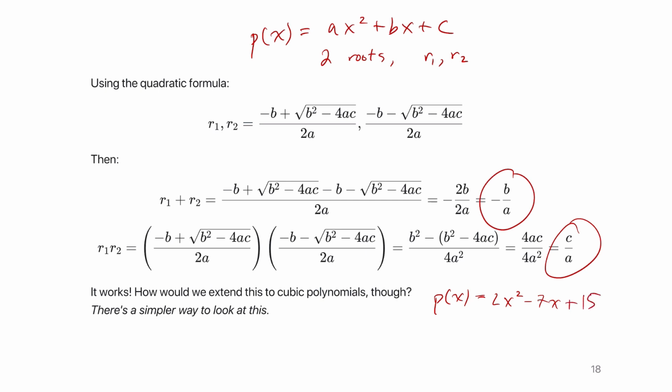What's the sum of the roots in this polynomial? What is the sum of the roots? Any ideas? Yeah. 7 over 2, right? So one thing that I'll warn you of moving forward is be careful of the negative, because notice here it's negative b over a, but there's a negative here. So it ends up being positive, 7 over 2. And then the product is 15 over 2.